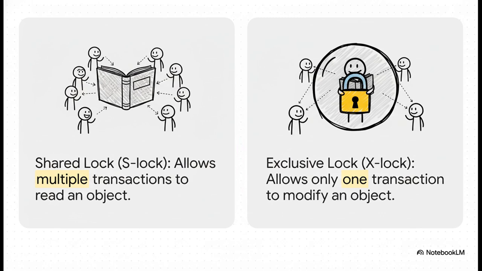Let's break this down. A shared lock is kind of like a library book that has to stay in the reading room. Lots of people can come and read it at the same time, no problem. But an exclusive lock, well, that's like checking the book out and taking it home. While you have it, nobody else can read it or write in it. This simple system is absolutely crucial for keeping data correct, especially when things get really busy.